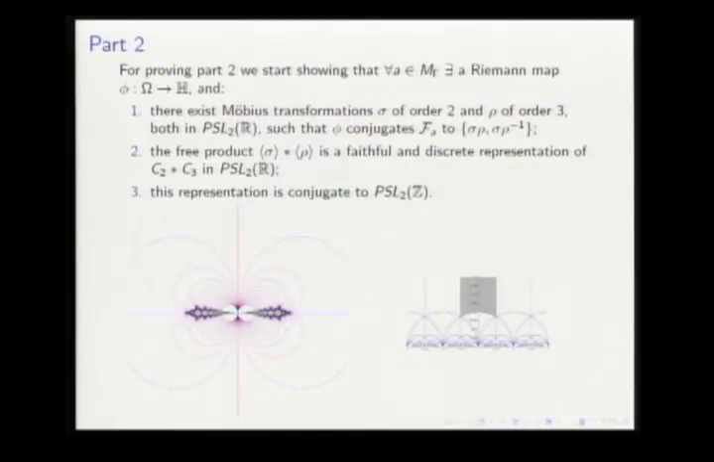if you have your parameter in the connectedness locus, you know that your limit set is connected. So you know that you have a Riemann map from the complement to the complement of the unit disk, or to the upper half plane. Now you want the upper half plane. And you want that these Riemann maps conjugate the action of the two branches of your correspondence on the ordinary set to the action of the generators of the modular group.